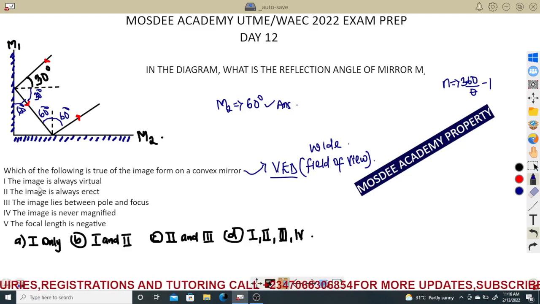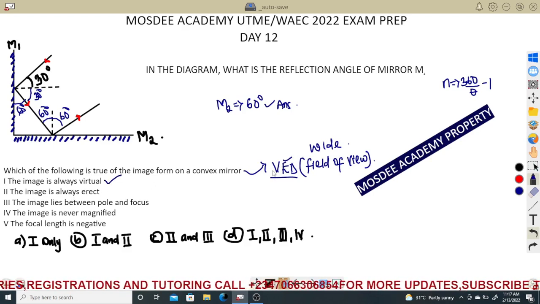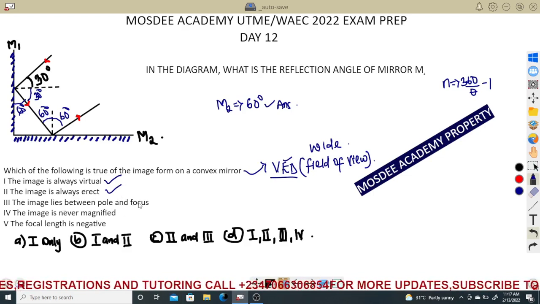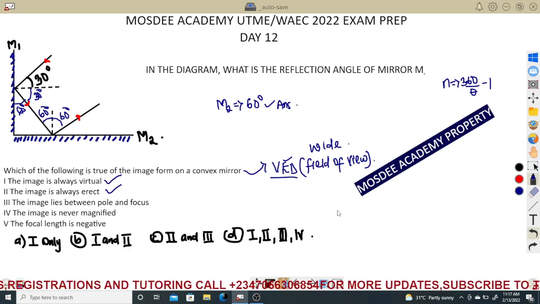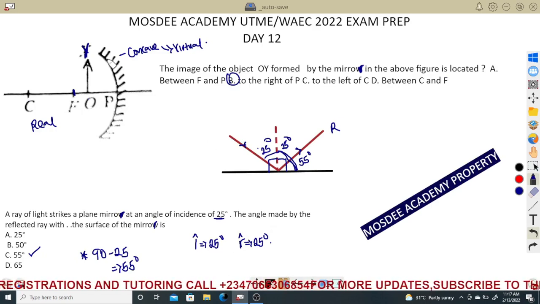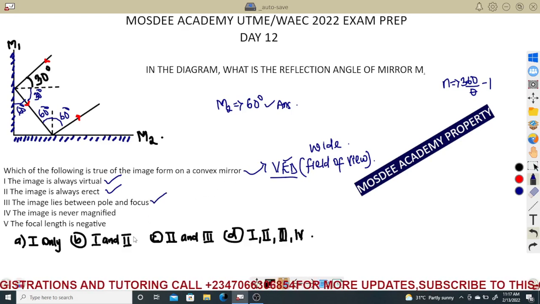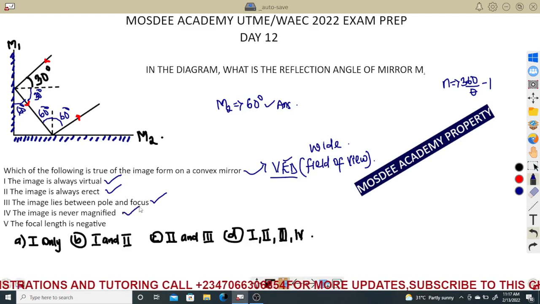The first option says the image is always virtual. Yes, I talked about that. Absolutely correct. The image is always erect, and erect also means upright. The image lies between the pole and focus. Yes, that is why I told you an image that lies between pole and focus is always a virtual image. Remember this? That is the only case that gives this. For a virtual image formed in a convex mirror, the image always lies between pole and focus. The image is never magnified. The image is diminished.